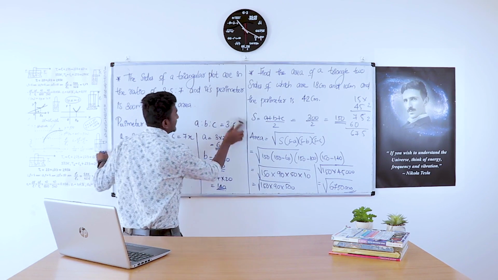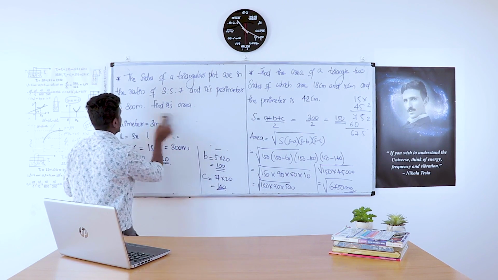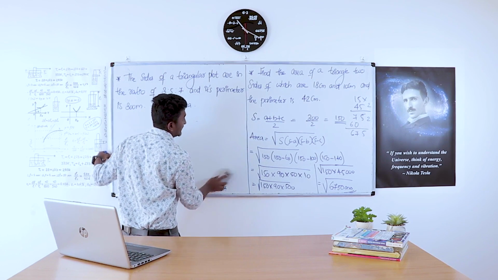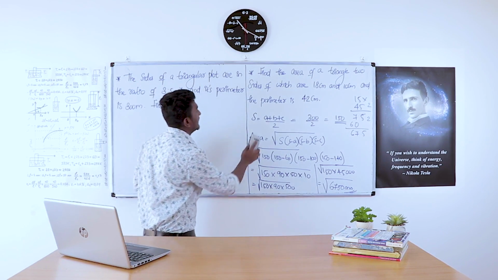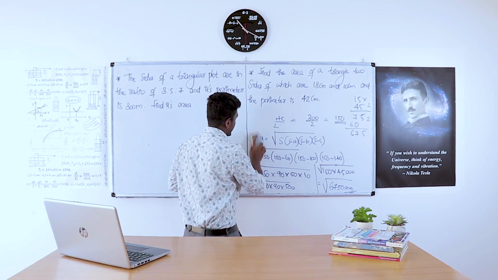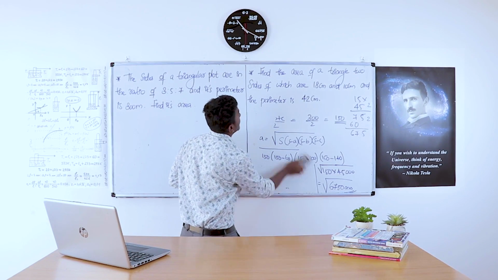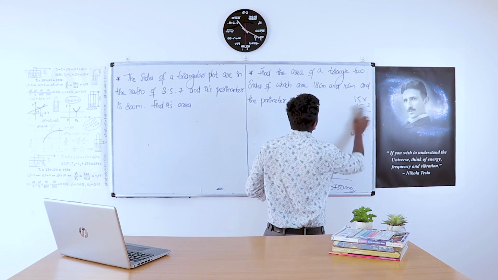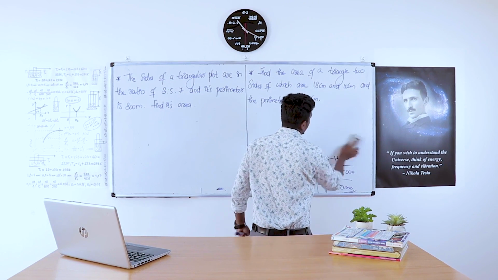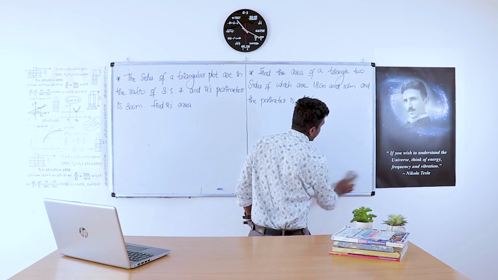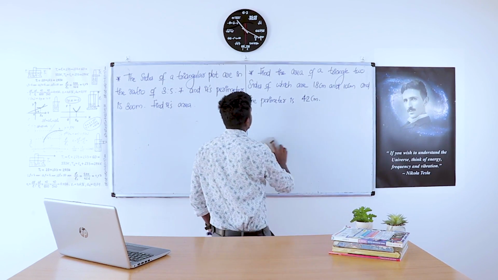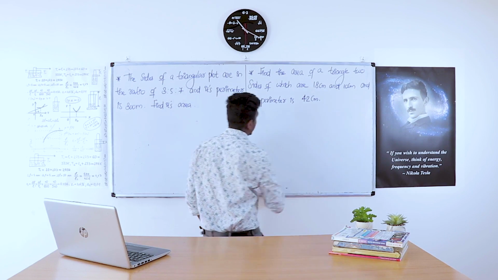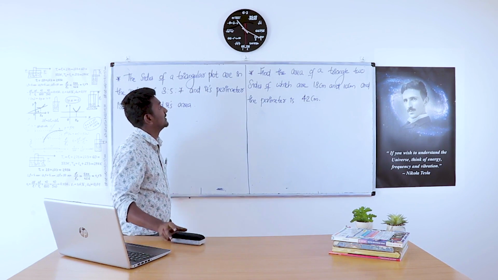Now moving to the second question. What is the second question? Find the area of a triangle, two sides of which are 18 centimeter and 10 centimeter, and the perimeter is 42 centimeter.